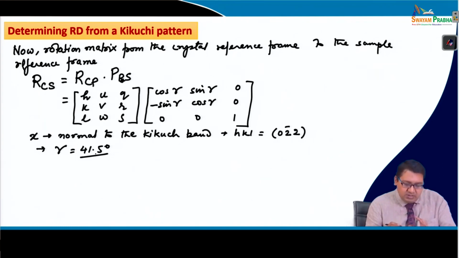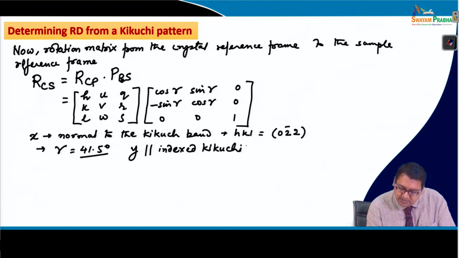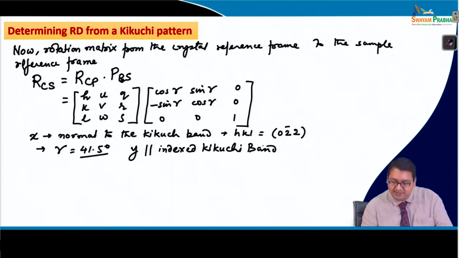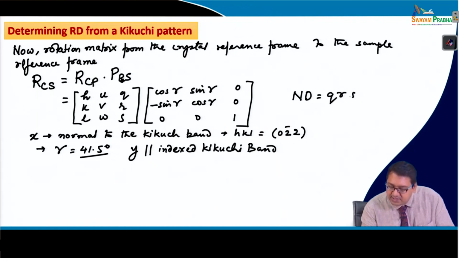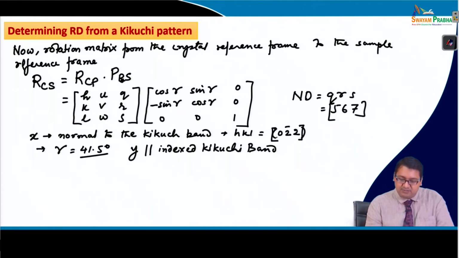So, y is basically parallel to that indexed Kikuchi band, and we already know the value of ND. So, we know the value of ND is equal to QRS equal to 5, 6 and 7, and we calculated that. Let me change it into direction symbol. So, what could be the Miller indices of Y?